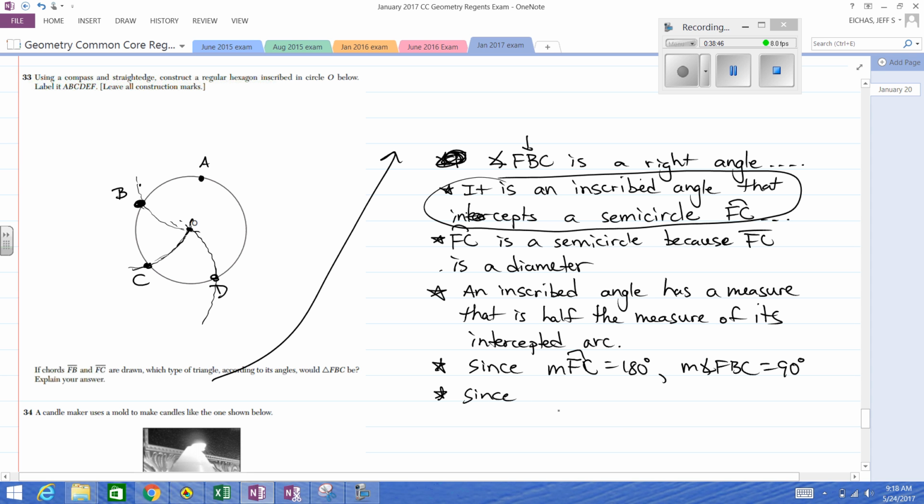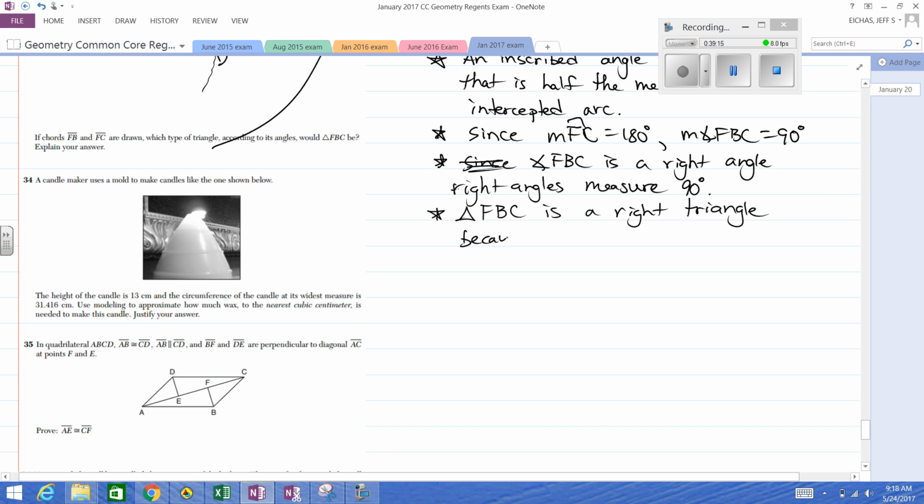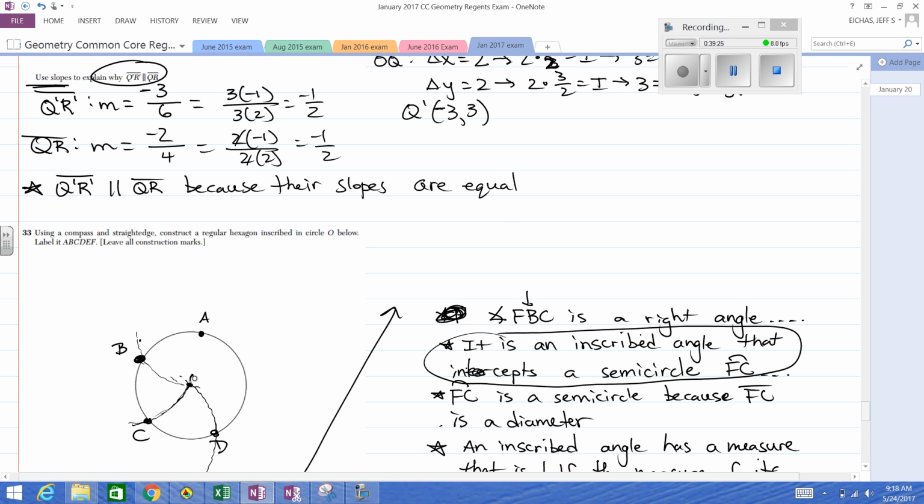Now, angle FBC is a right angle. Right angles measure 90. Finally, triangle FBC is a right triangle because it has a right angle. All right, so that's plenty. We overdid it on every one of those problems, I would say, but being thorough, making sure it got done correctly. All right, thanks. We'll finish up the rest of them after this.